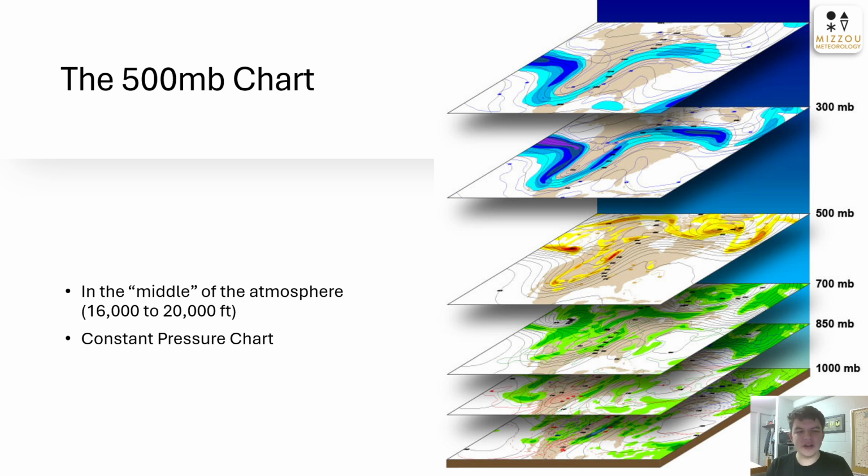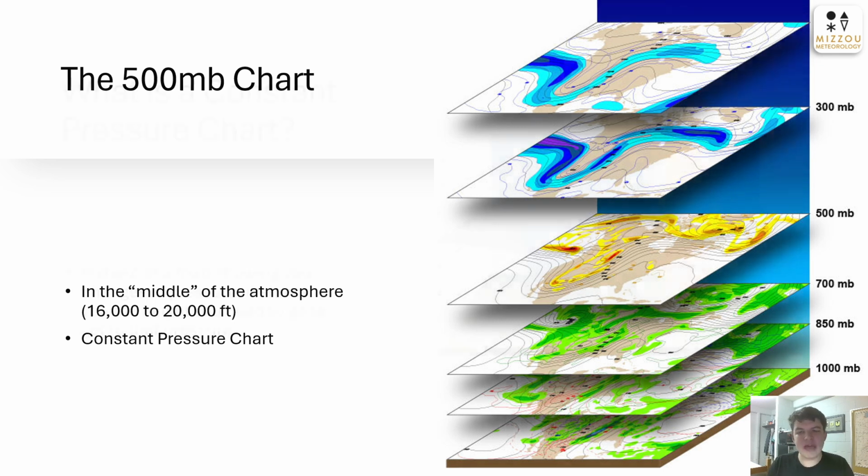Let's go over what it is. The 500 millibar chart is our best way of assessing the weather across the atmosphere, bar none. If there's only one chart you could look at in the atmosphere, this would be the chart to have. It's in the middle of the troposphere. That tends to be around the 16,000 to 20,000 foot mark, and it tends to be a constant pressure chart. That's exactly what it is.